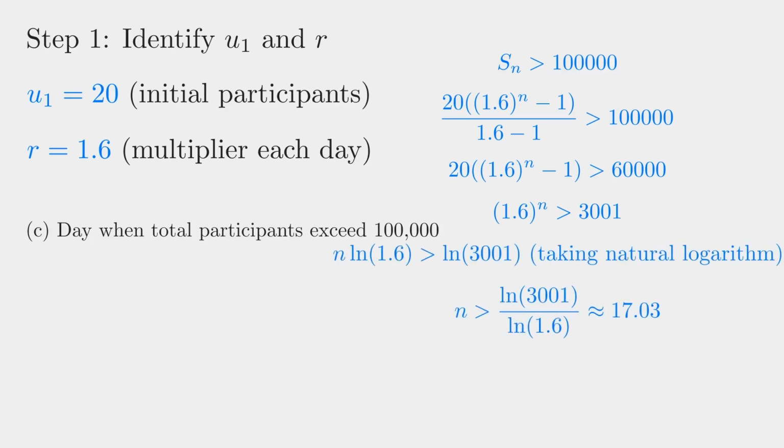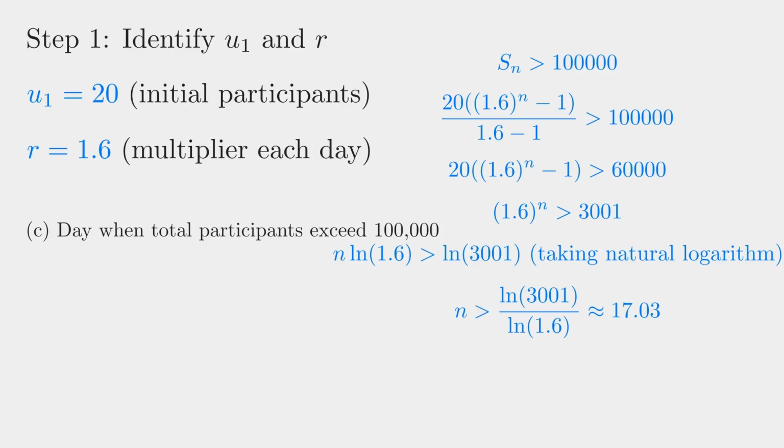Adding 1 to both sides and then using logarithms, we get n ln 1.6 is greater than ln 3001. Now keep in mind that we can also use log base 1.6. So we can say n is greater than log base 1.6 of 3001. Now divide by ln 1.6. Since ln 1.6 is positive, the inequality sign doesn't flip. So n is greater than ln into 3001 over ln 1.6.